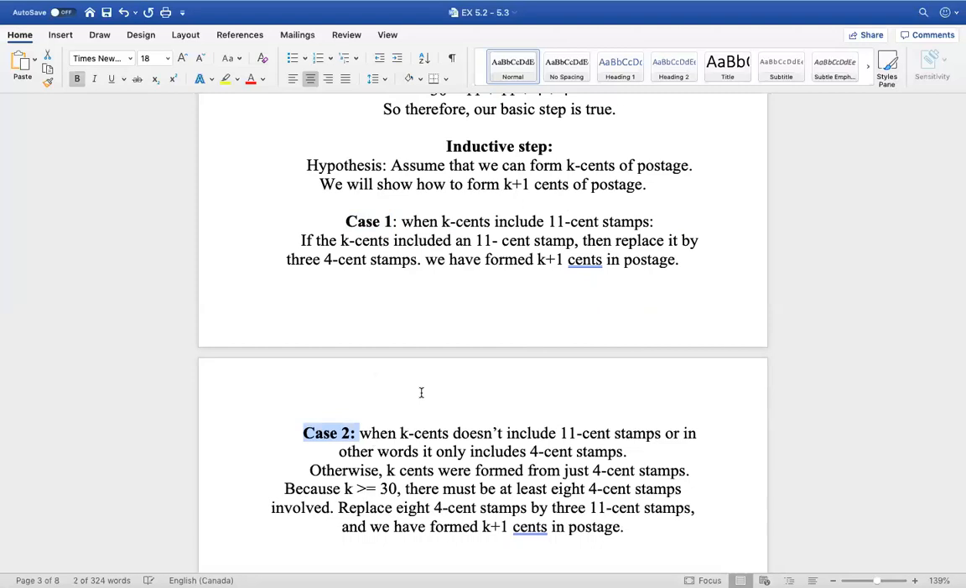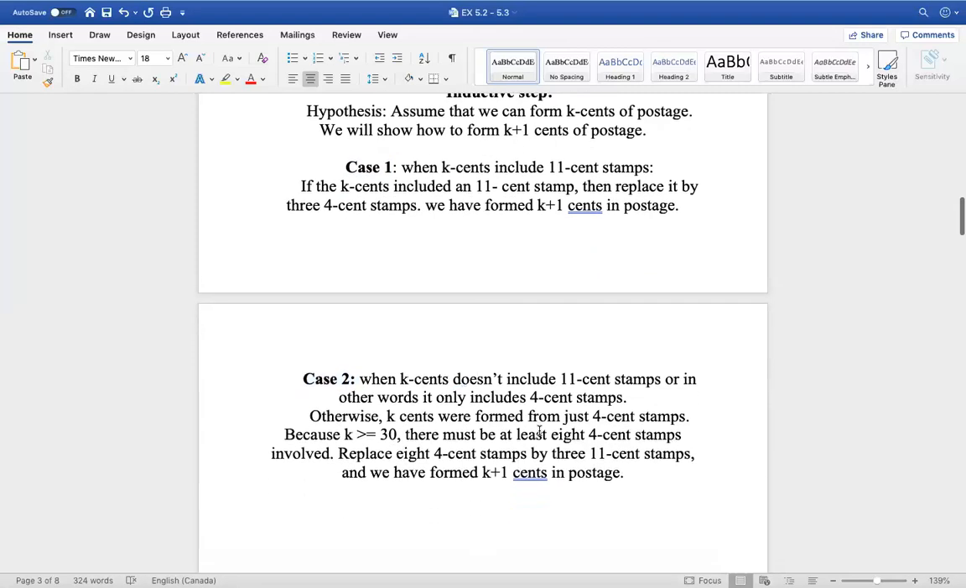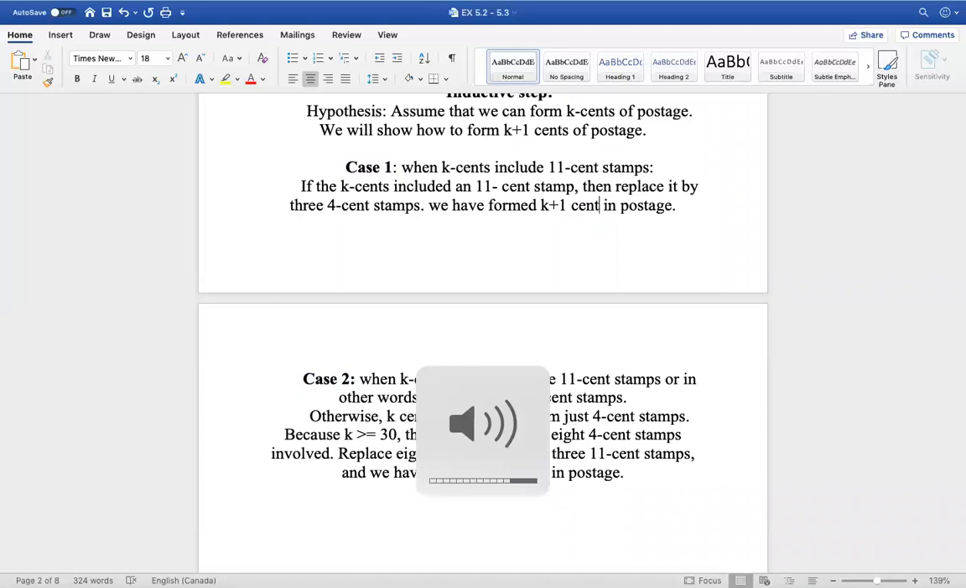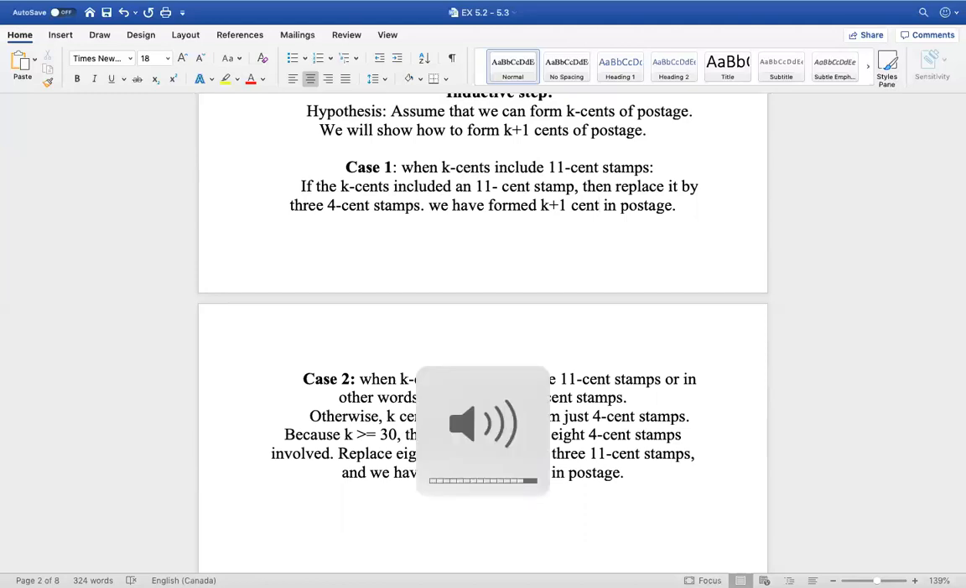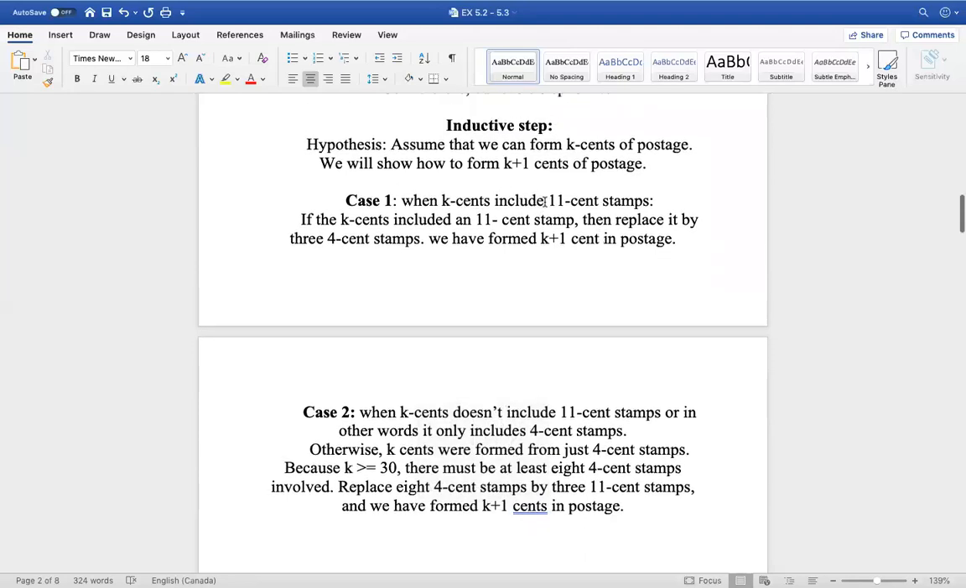Oh, the k plus 1 is correct, because if you replace, for example, in case 1, we had 11 cents, there were 4 cents remaining, because we multiplied 4 cents by 3, it gave us 12, which is k plus 1. Is that why it is correct? Exactly.